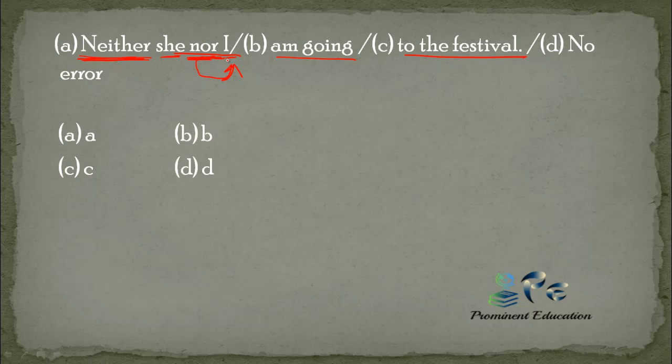So after nor here you can see I is there. So the verb would be according to your subject which is after nor, which is I here. With I, I have told you we use am in the positive or present form. So am here is absolutely correct. So this statement is correct. This question contains no error. So the answer of this question is D.